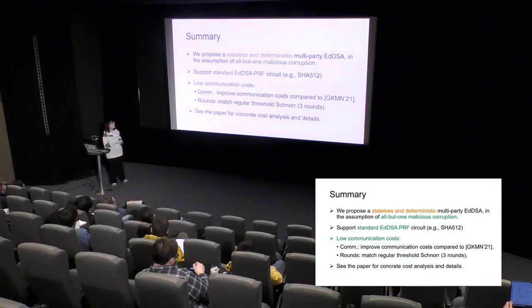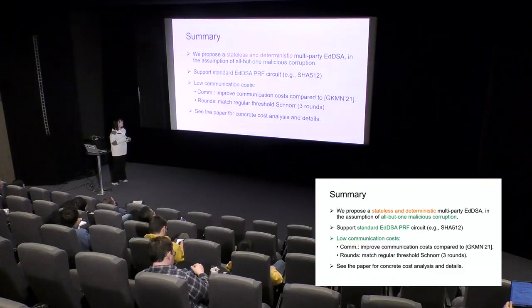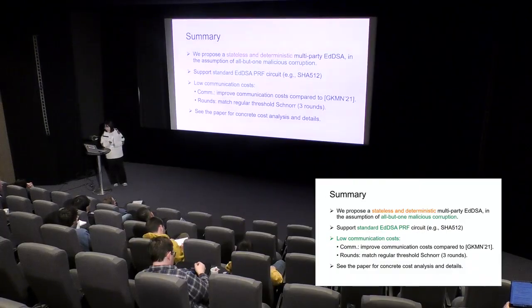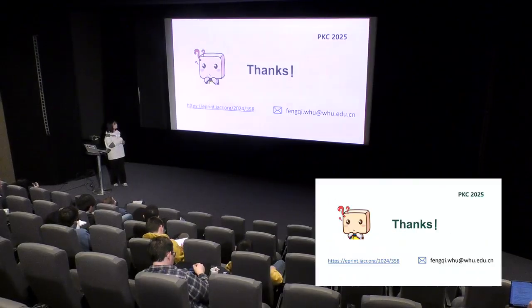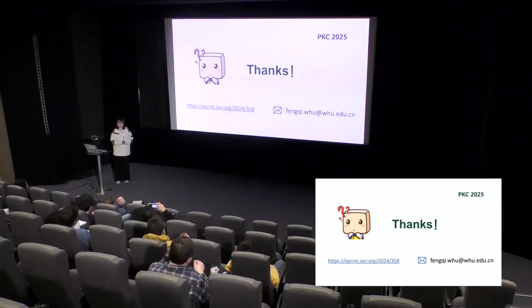To give a short summary, we propose a stateless and deterministic multi-party ECDSA signature. Our assumption is all but one malicious corruption. Our technical support is a standard ECDSA PRF function, and the communication cost is improved compared to previous works, and the communication rounds match the regular threshold scheme. Okay, this is a short introduction of our work. Thank you.